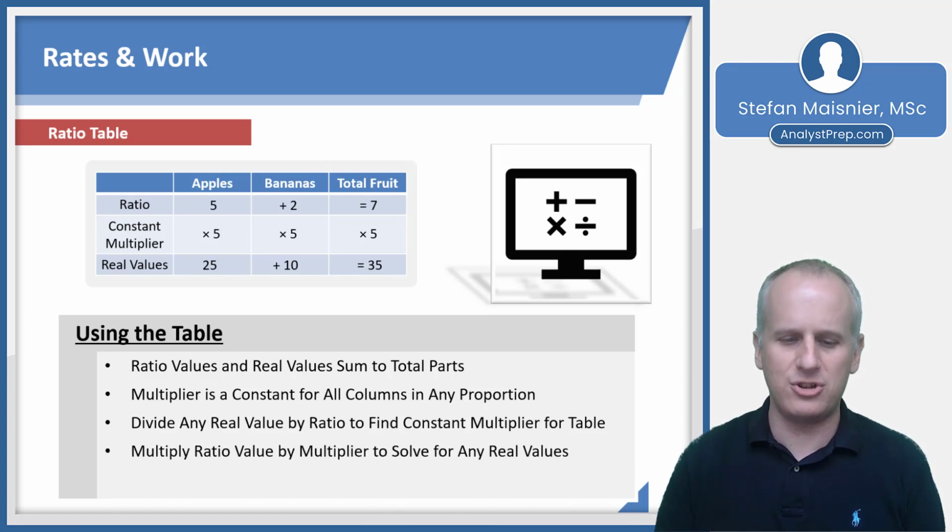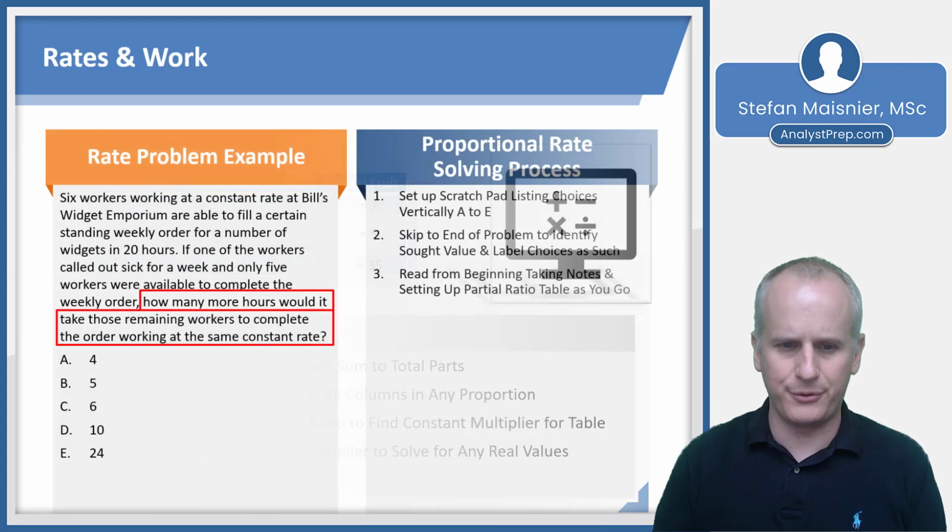You can multiply the ratio value by the multiplier to solve for any of the real values. So you can multiply down to solve within a column and add across to sum to the totals.